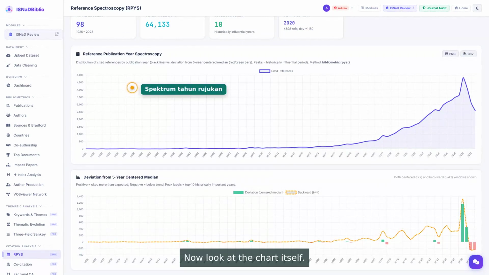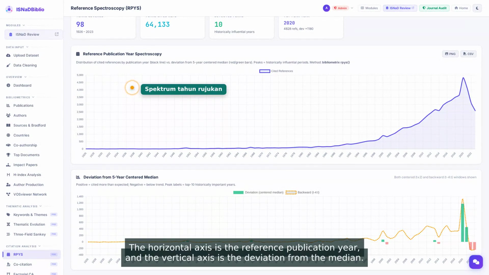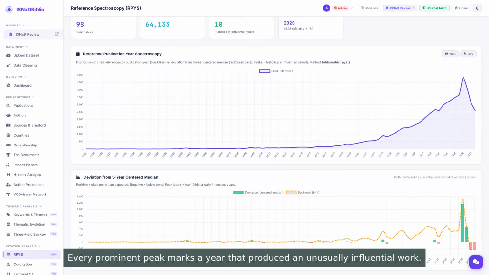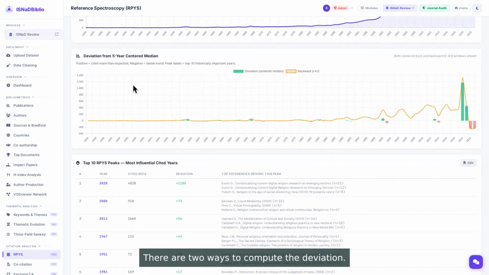Now look at the chart itself. The horizontal axis is the reference publication year, and the vertical axis is the deviation from the median. Every prominent peak marks a year that produced an unusually influential work. A tall peak usually points to one or two classic works that everyone cites in common.